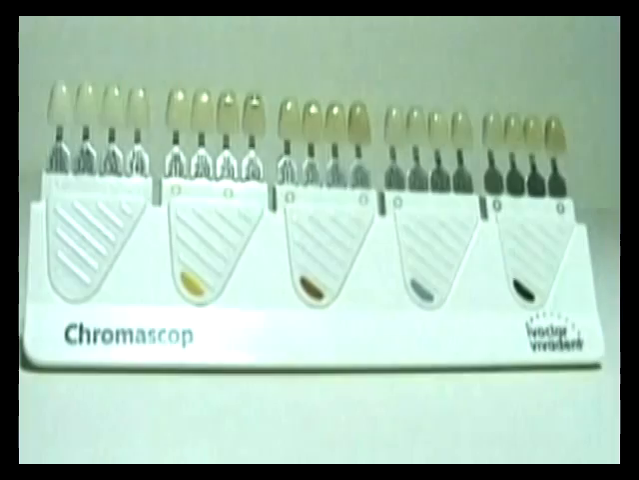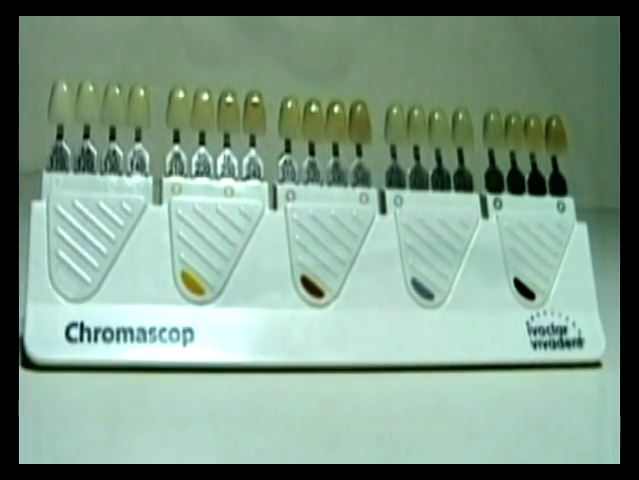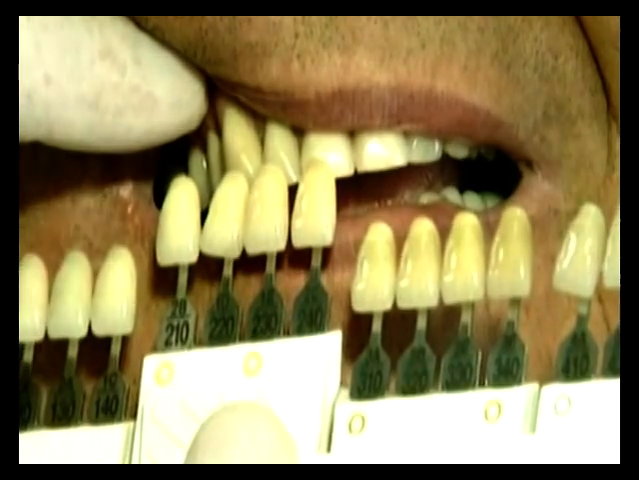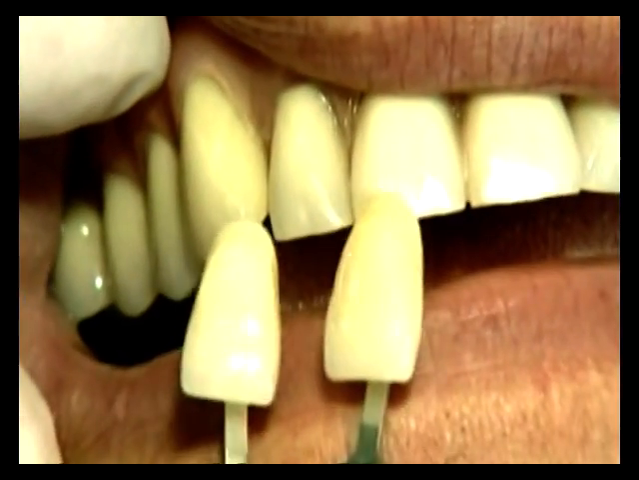The shade is determined by means of the chromoscope shade guide. The living tooth mold charts provide further assistance in selecting the appropriate shape and shade of the teeth.